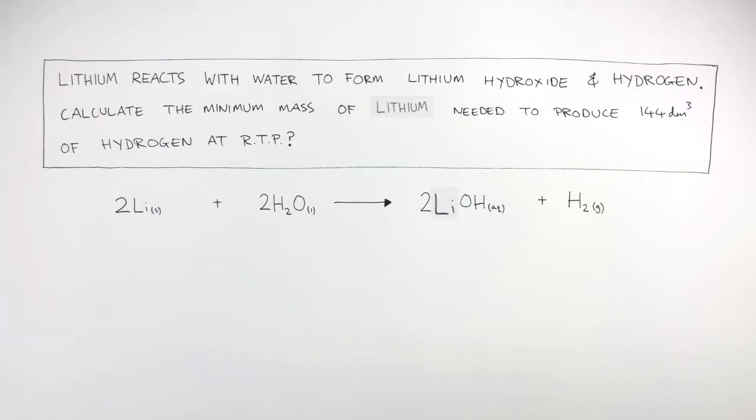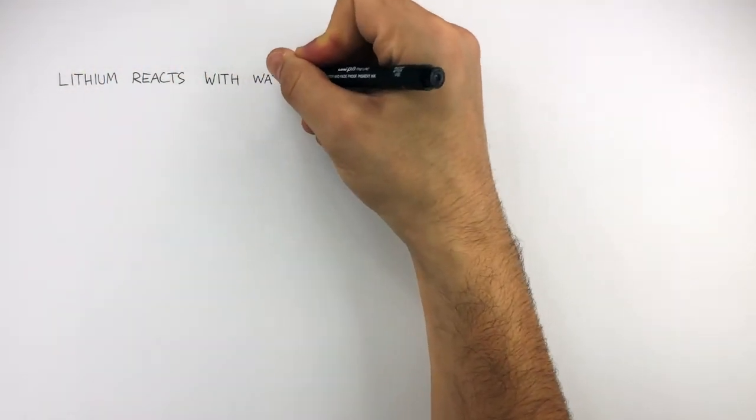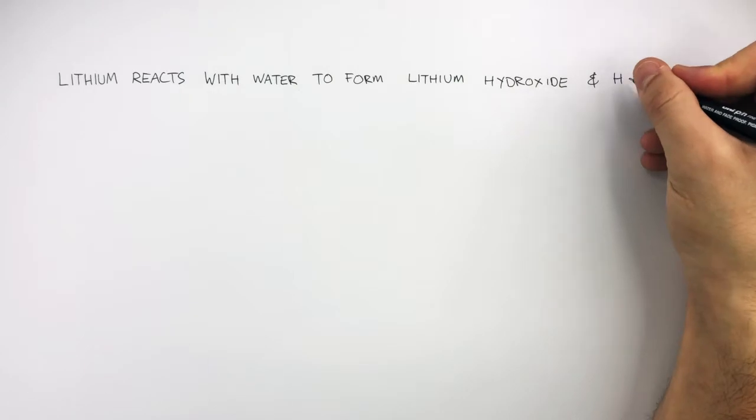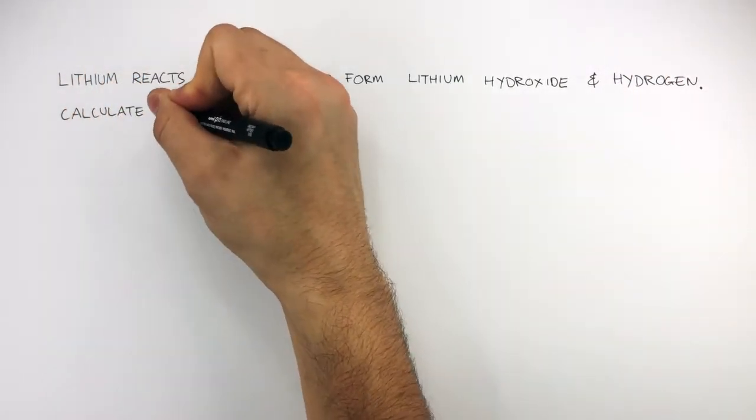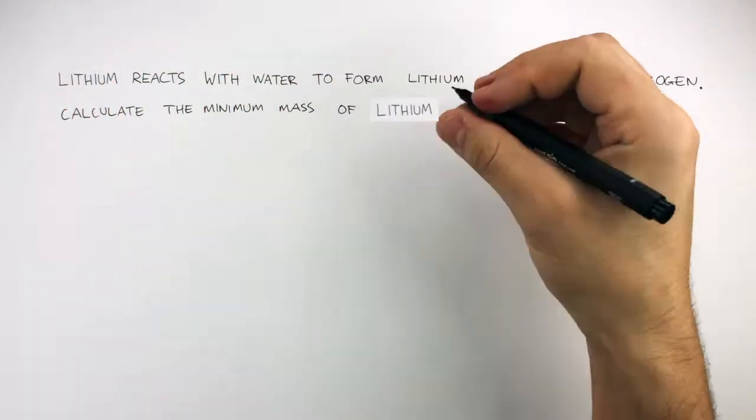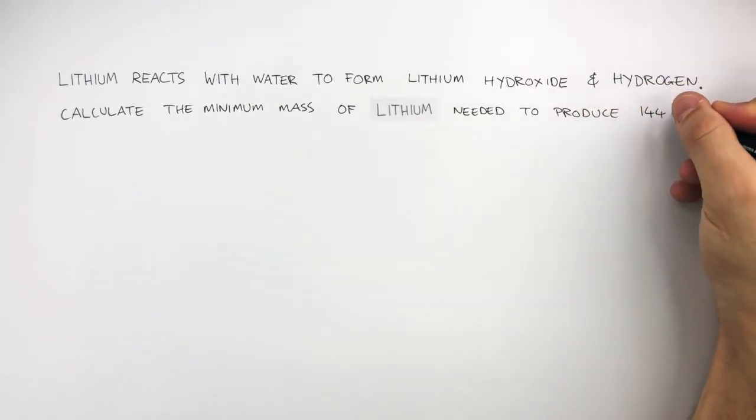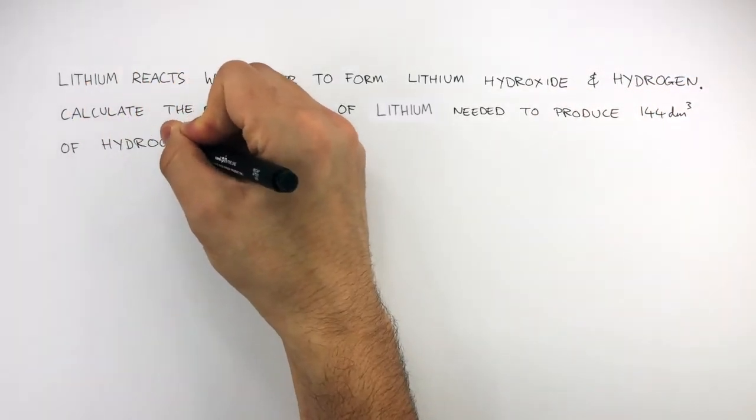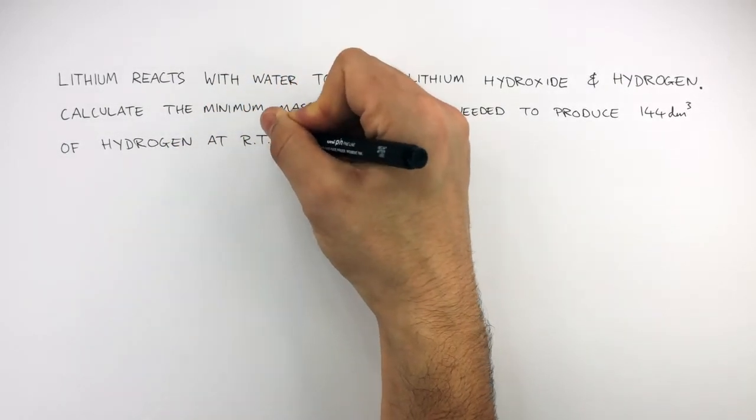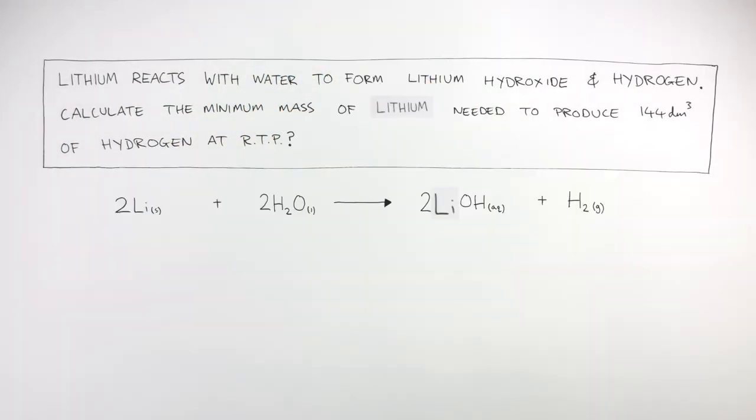The question says, lithium reacts with water to form lithium hydroxide and hydrogen. Calculate the minimum mass of lithium needed to produce 144 decimeters cubed of hydrogen at room temperature and pressure. And here is the balanced symbol equation.